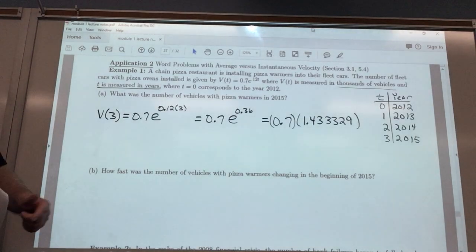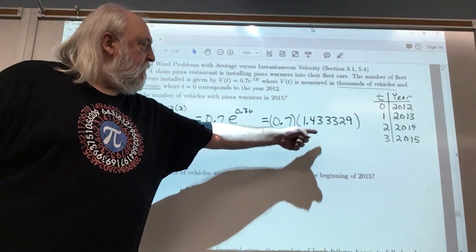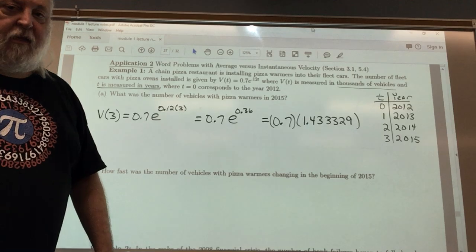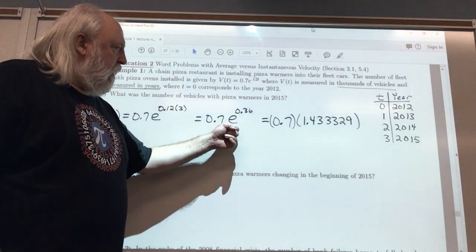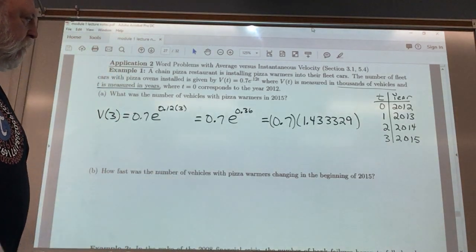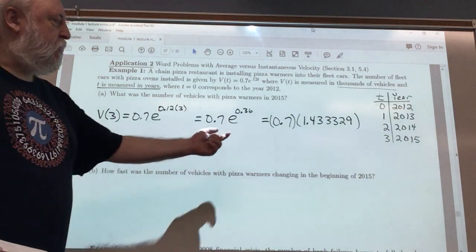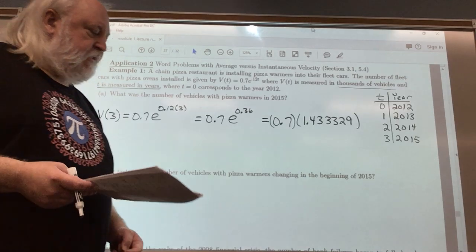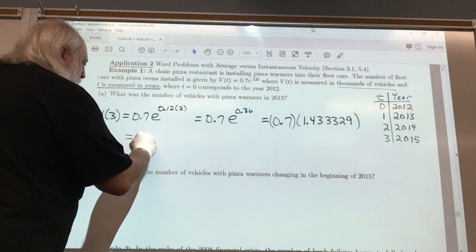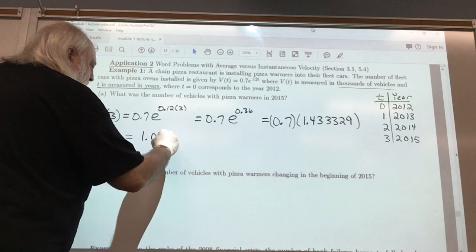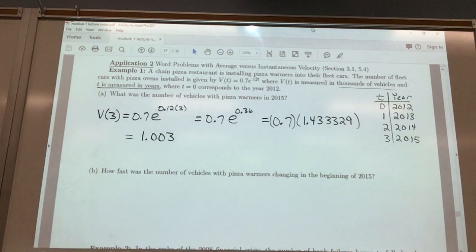Okay? Now you don't have to write the number down. You just leave this number in your memory in your calculator. I'm just doing it so you know what that number's roughly equal to. And now when we multiply 0.7 times this number in parentheses, we get 1.003 to 3 decimal places.